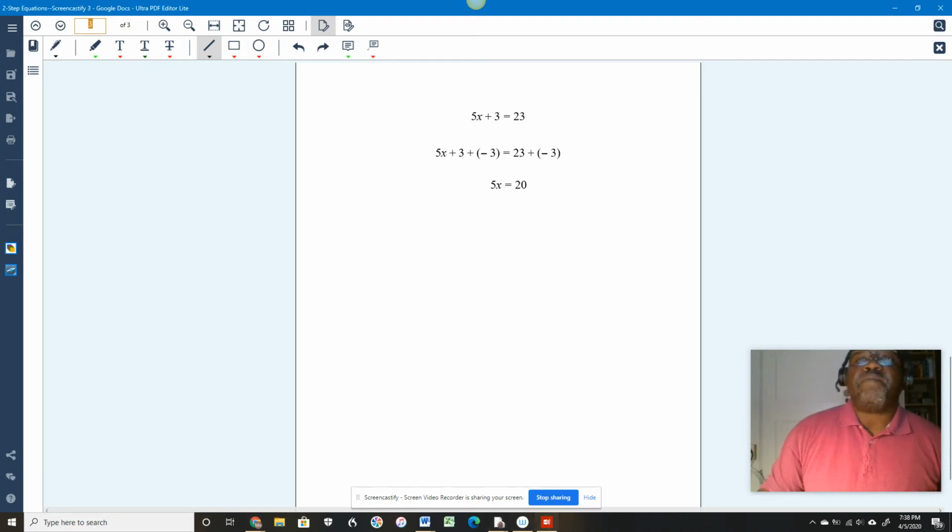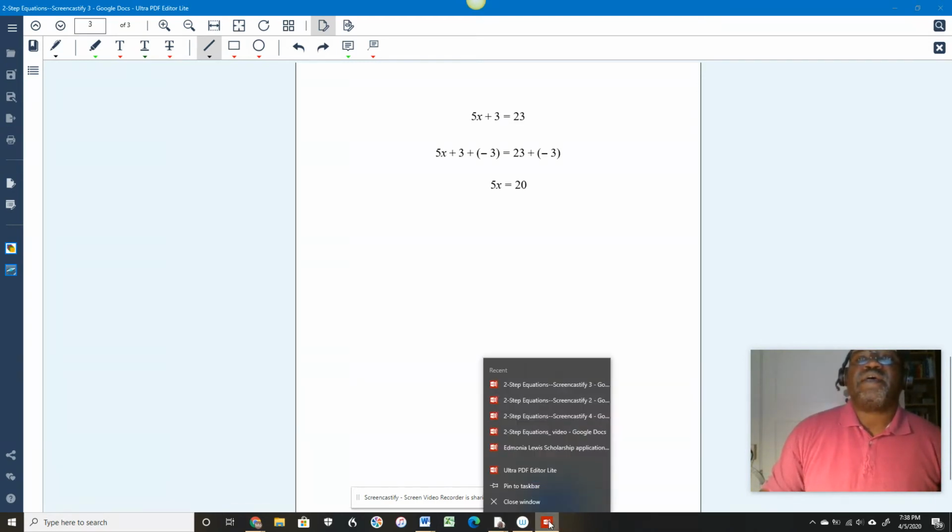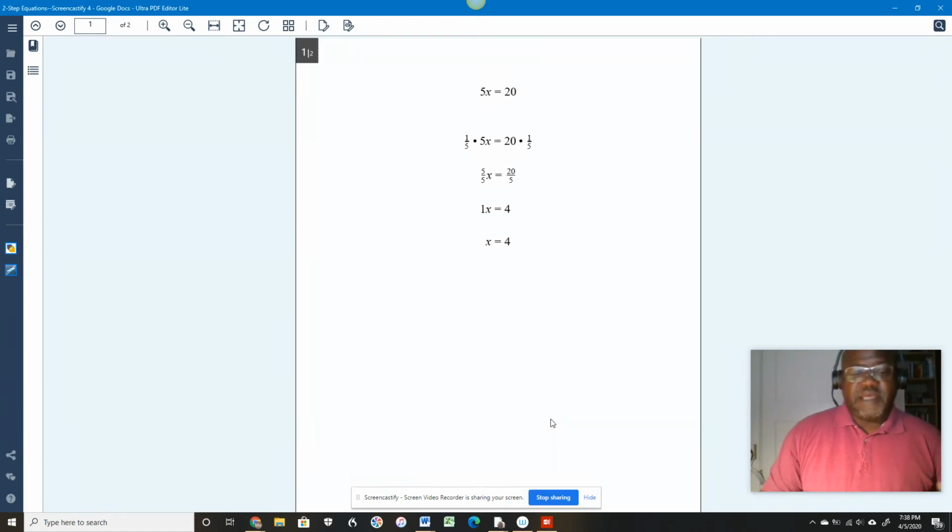Now, the problem that we're going to have here is that 5 is a lot stickier than the 3 was, so we're going to have to raise our game a little bit to get rid of it. The 5 is called a coefficient. A coefficient is a number that is used to multiply a variable, so in this case, 5x really means 5 times x.